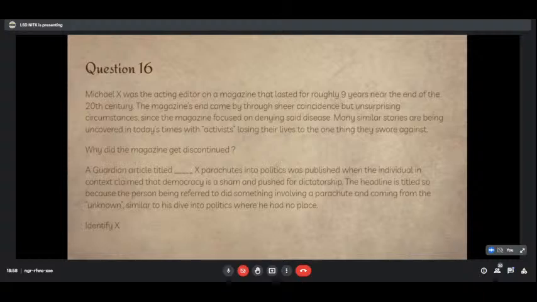The second part of the question is a Guardian article titled "X Parachutes into Politics", which was published when the said individual claimed that democracy is a sham and pushed for dictatorship. The headline is titled so because the person being referred to in the article did something involving a parachute and coming from the unknown, similar to how it was very unexpected and he was not known in the field of politics because he did something completely different.